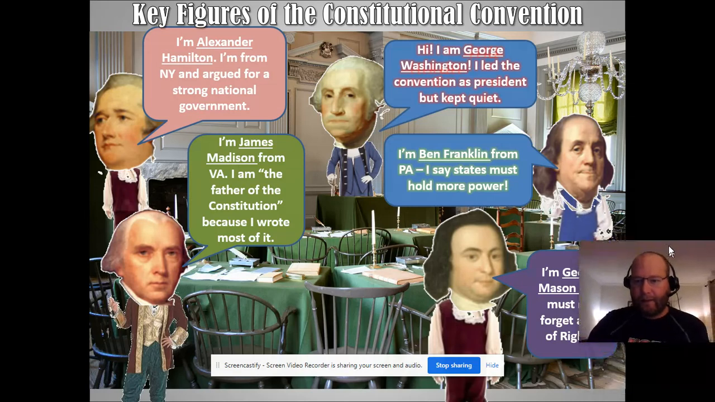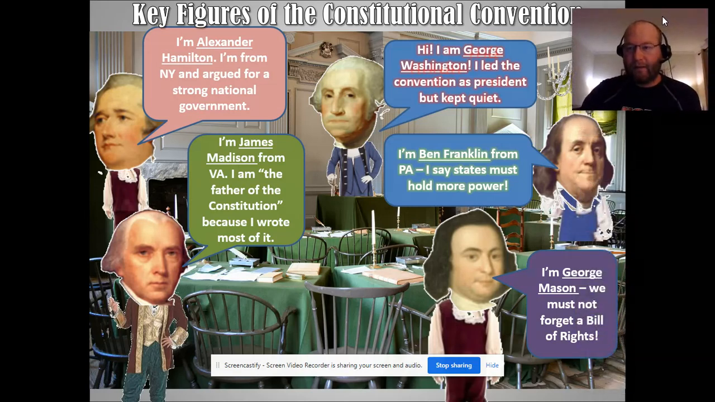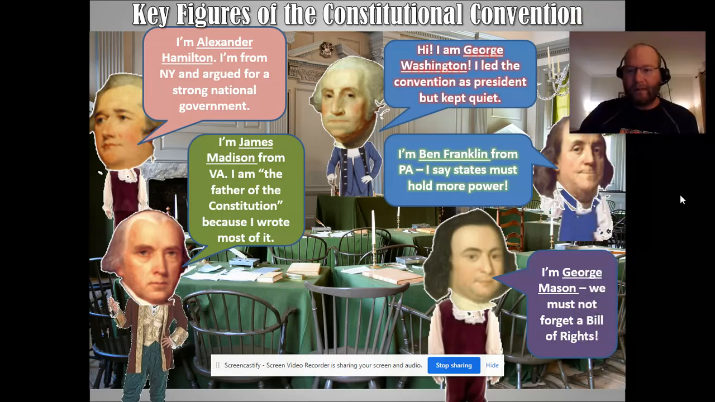All right. Then we've got George Mason. We must not forget a Bill of Rights. So he says right off the bat, his argument is that we should make sure that the citizens, the people, are protected from the government in our new government. So he argues that we should have this thing called the Bill of Rights.